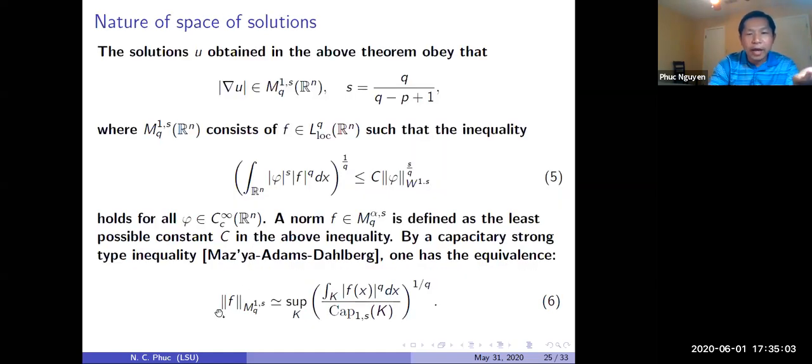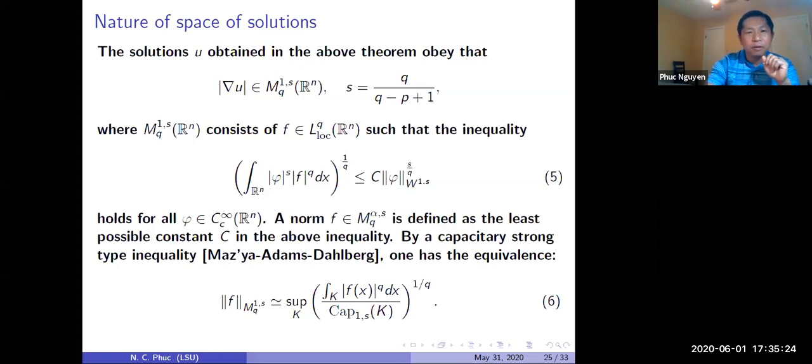So how do you handle the norm of this space? Okay, because you take the supremum over the compact sets. If you restrict the set k to be the ball, then what you get is the Morrey space, which is much easier to handle. But here you have to take the supremum over all the compact sets k. So it's not that simple to handle.